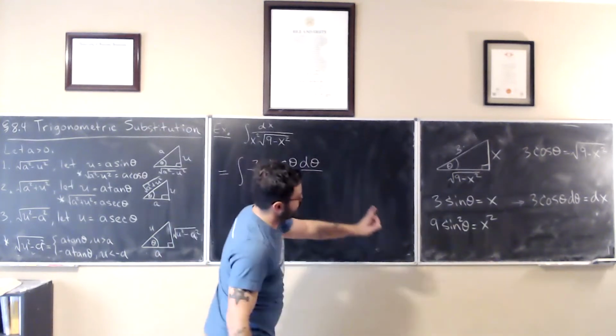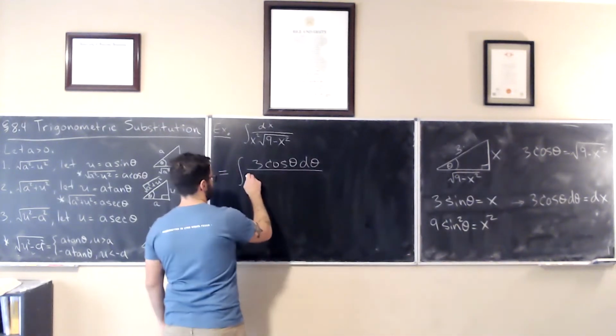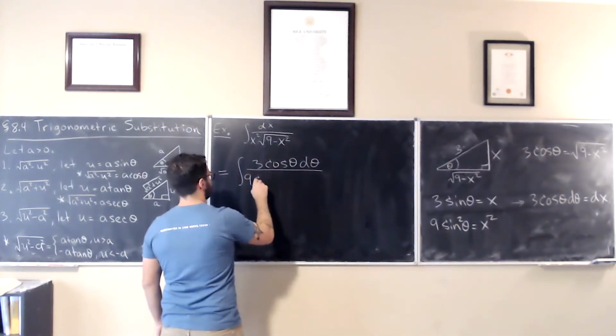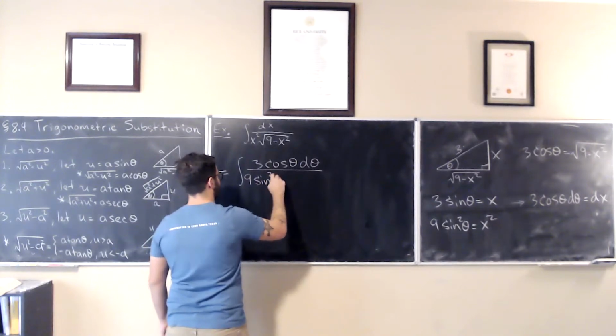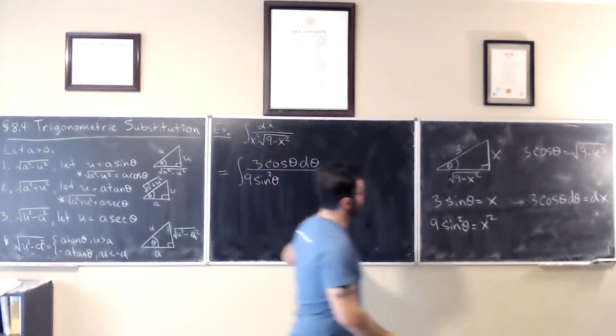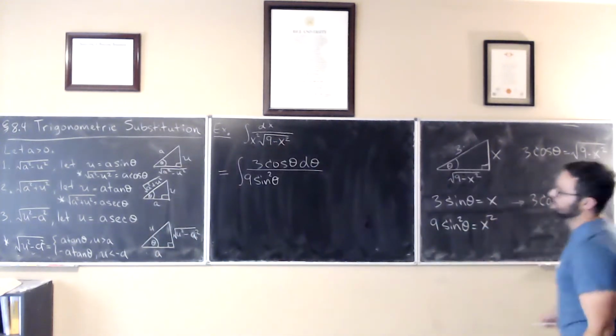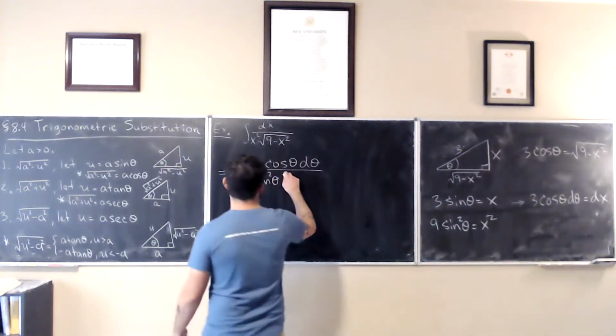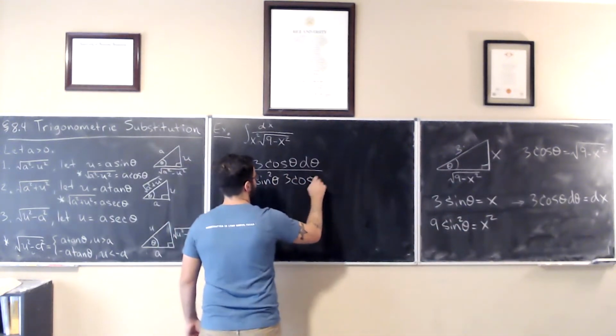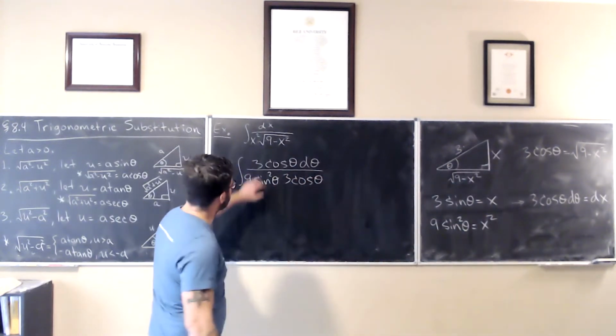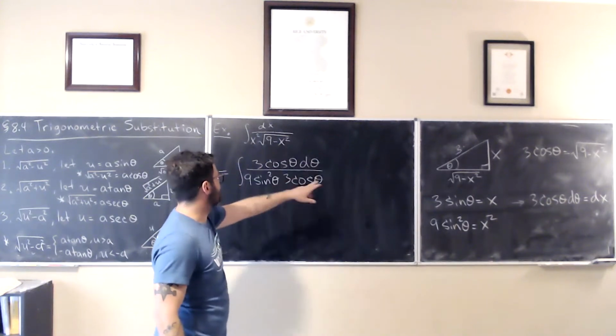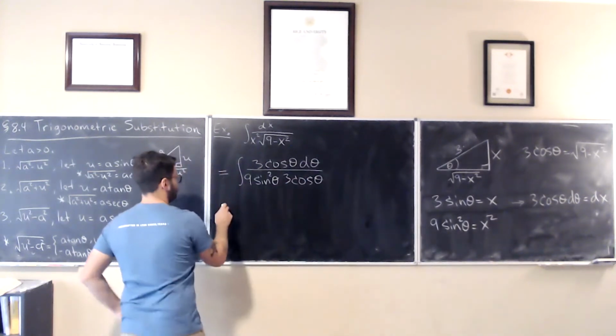And then x squared is 9 sine squared theta. And the radical is 3 cosine theta. Oh, that works out nice. 3 divides 3 out, cosine divides cosine out. Take out the 1/9.